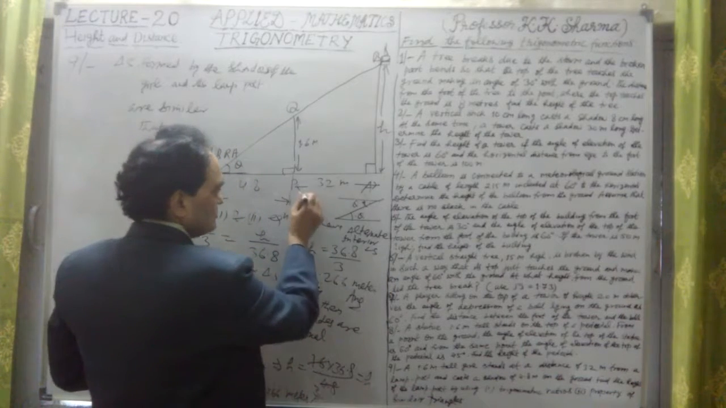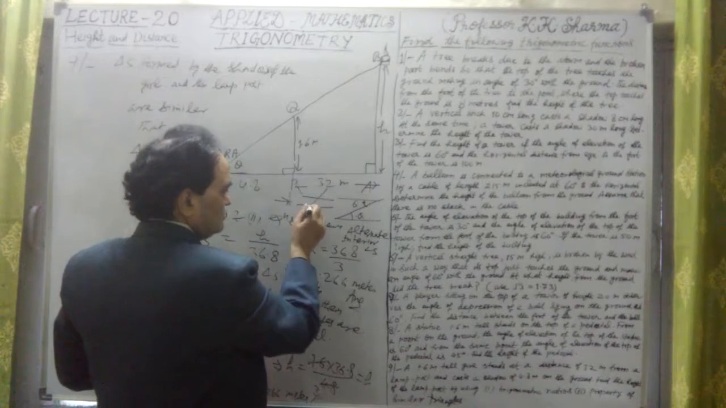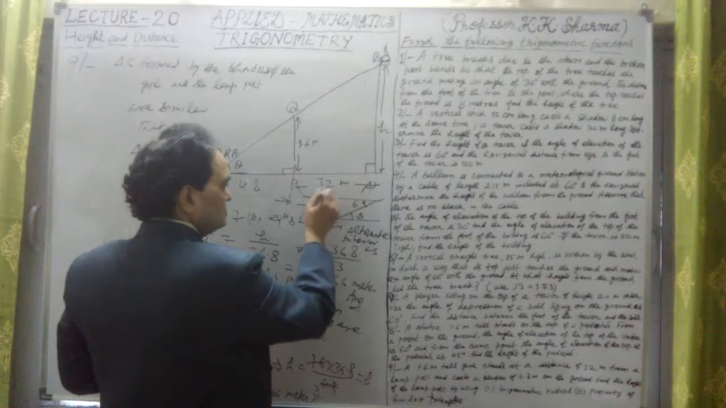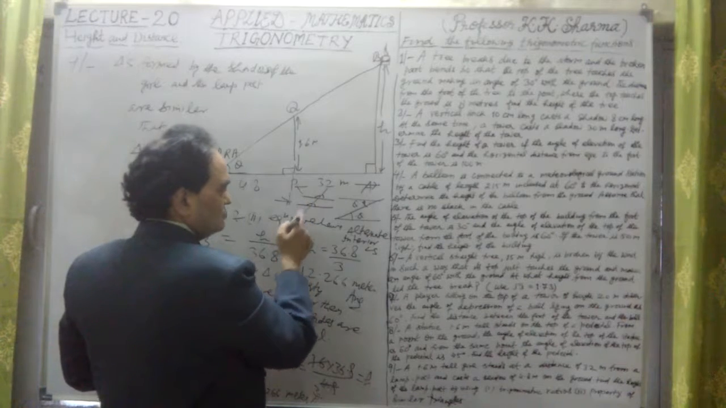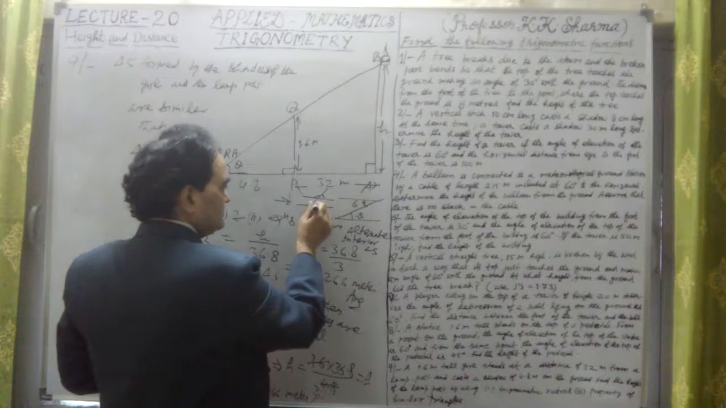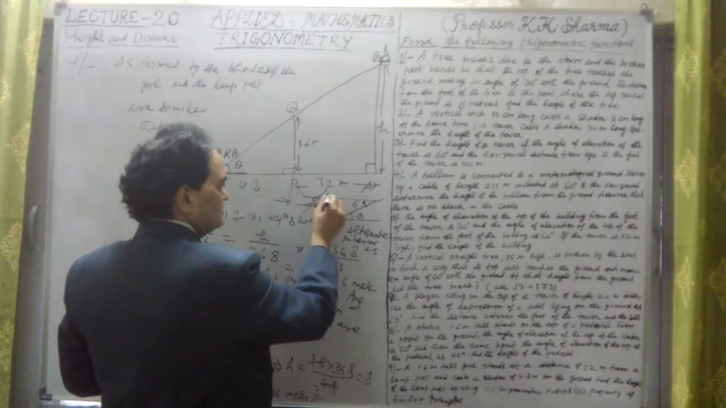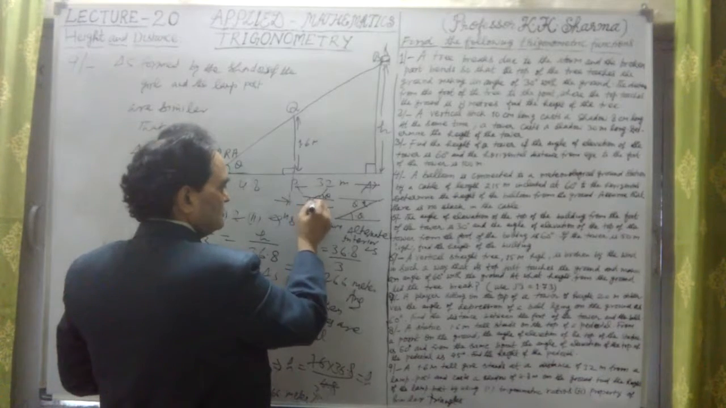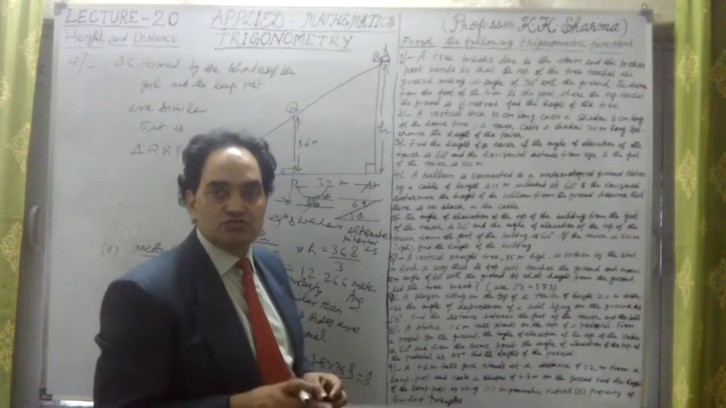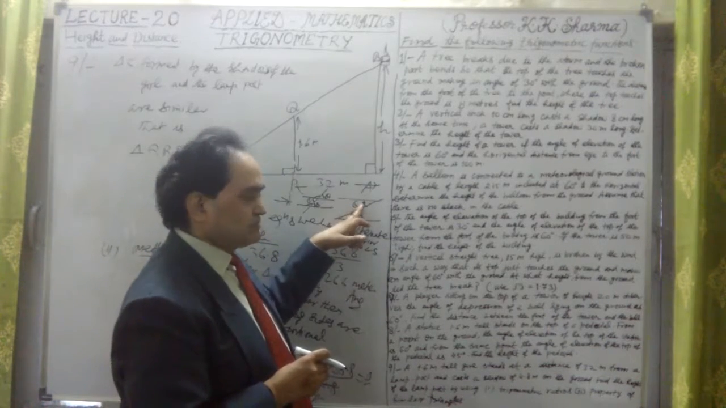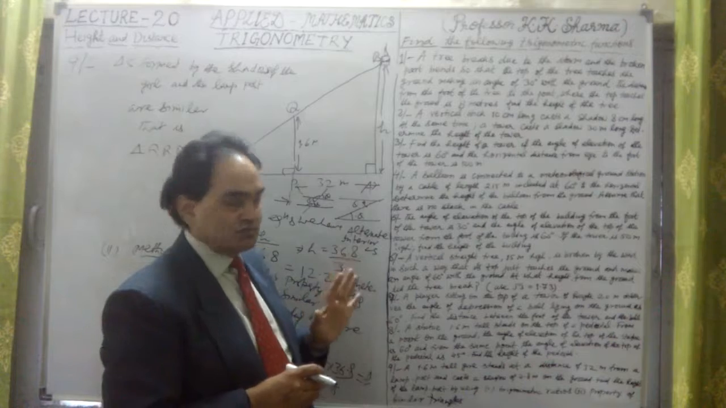Now what are the corresponding angles? Corresponding angles are formed when two parallel lines are intersected by a third line. This angle is equal to this angle, corresponding angle. This angle is also equal to this angle, corresponding angles. If this is theta, this is theta, and this is also theta, vertically opposite angle, therefore alternate interior angles are also equal. So because of this, angle of depression equals angle of elevation. Why? Because alternate interior angles are equal.